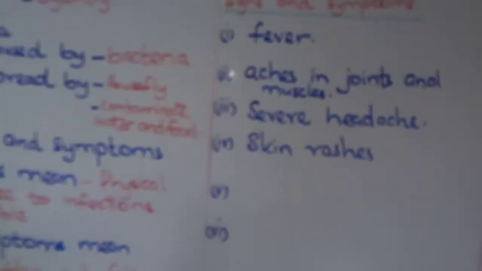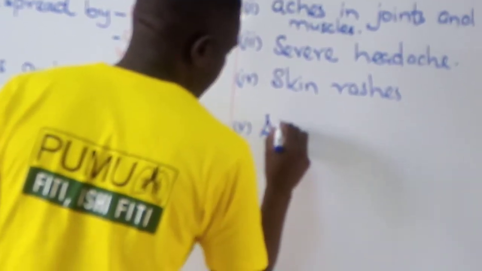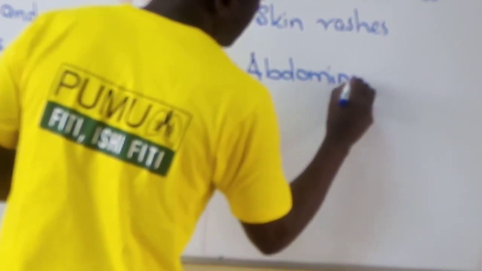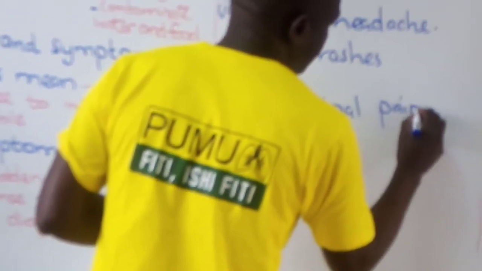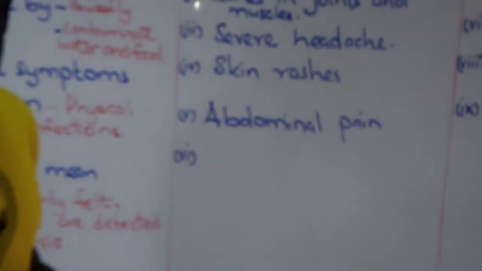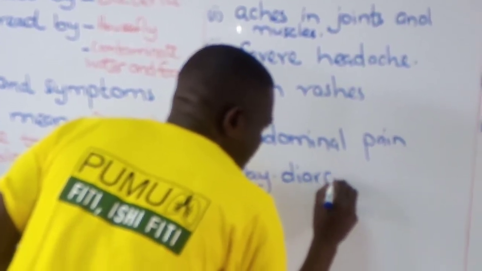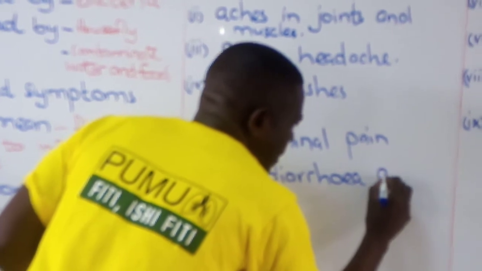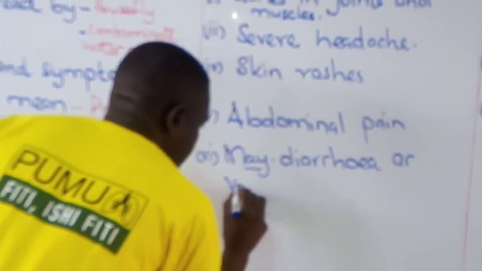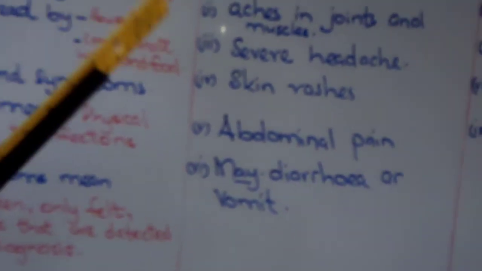Skin rashes. There's abdominal pain. And then diarrhea and vomiting. The patient may diarrhea or vomit. Now you have seen, these are the signs and symptoms of typhoid.